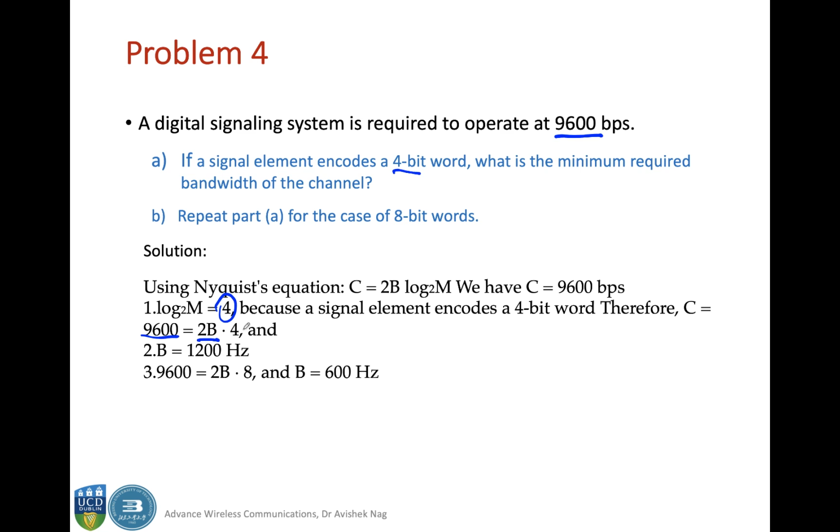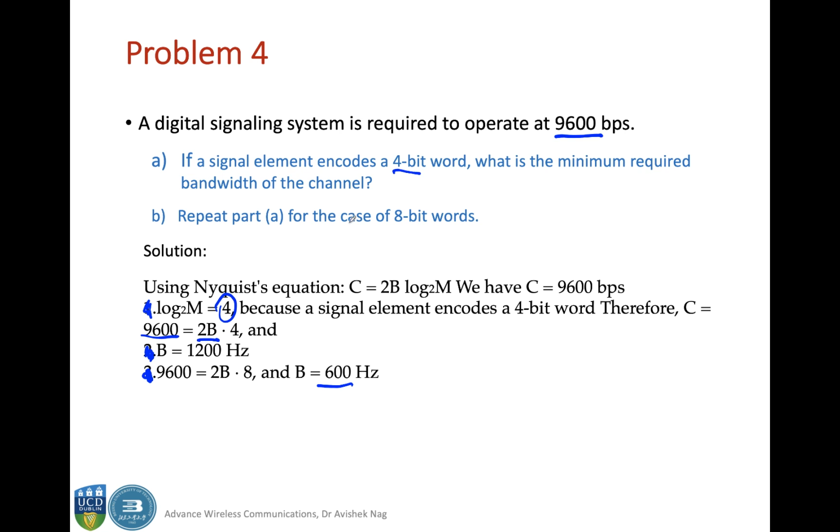So you have a 4-bit word. So 2B times 4, and then you calculate your B to be 1200 hertz. Okay, log 2 M is 4, because you have a 4-bit word, and your capacity is 9600 bits per second. So simple use of the Nyquist equation will give you the bandwidth.